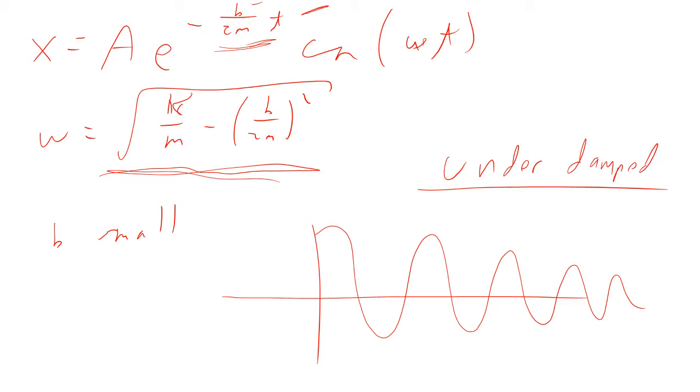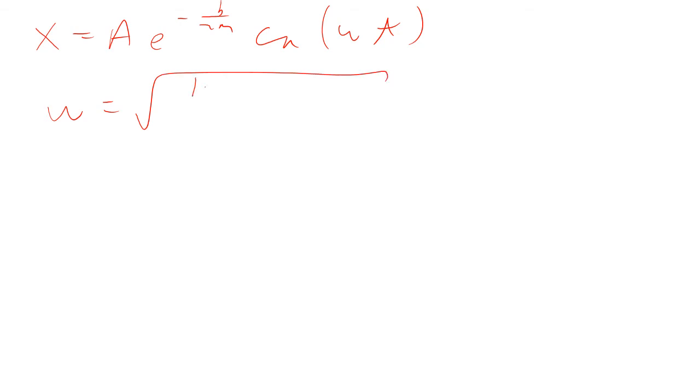Okay, and we say, well, that's cool. But what if b is large? Again, we've got that x equals a e to the minus b over 2m t cosine omega t, and omega was the square root of k over m minus b over 2m squared. So what if b is large? If b is large, we have a problem here, because now that is negative. So we have the square root of a negative number. That is an imaginary number.